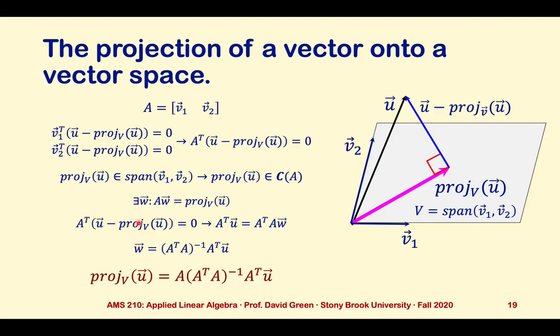Multiply the transpose through, and in the same way we did in the last case, take the two components of that and put them on either sides of the equality. Gives us A transpose U equals A transpose A times W.